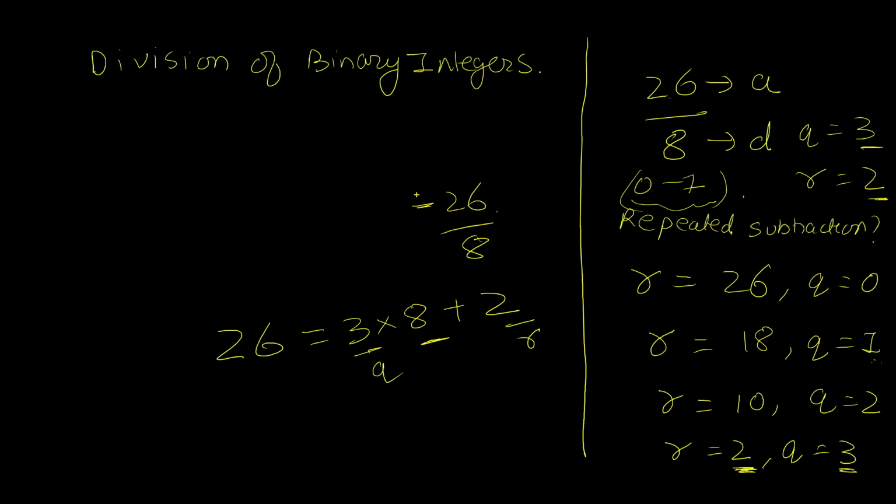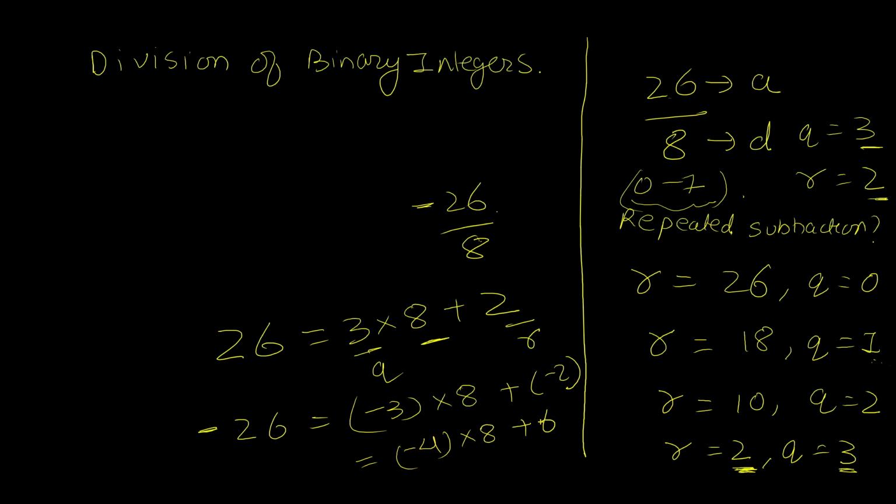So let me start by writing the analogous negative expression for this, and that would be -26 equals, and this time I would use -3 for my quotient, times 8, and then plus a remainder of -2. This equation is still valid because -26 is -24 and -2. But I don't want a negative remainder, and I ensure that by taking the quotient one more step down. So I want to express this as -4 times 8 plus 6, and that will give me a positive remainder of 6. I want you to see that this should not be very confusing.